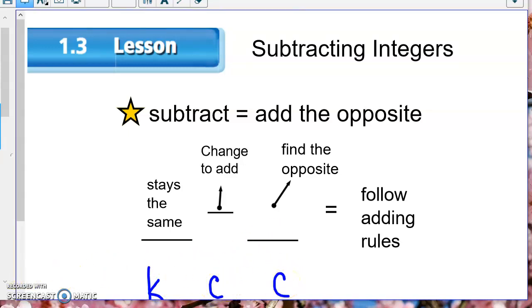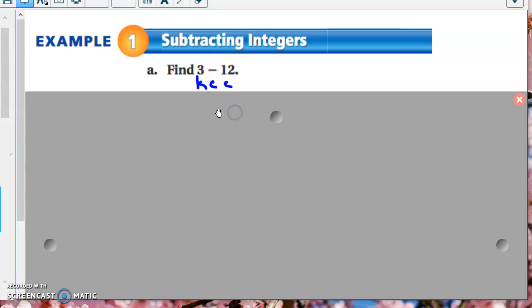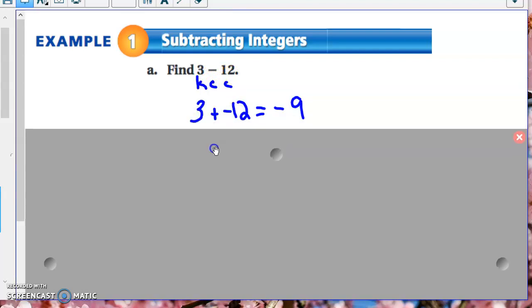For an example, we have 3 minus 12. I simply write underneath it KCC. So I know I'm going to keep that 3 exactly the same, change my minus sign to a plus, and find the opposite of 12. My problem turns into this: 3 stayed exactly the same, I changed my minus sign to a plus, and I found the opposite of 12, which is negative 12.